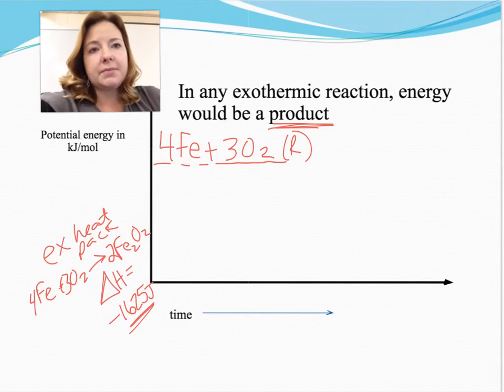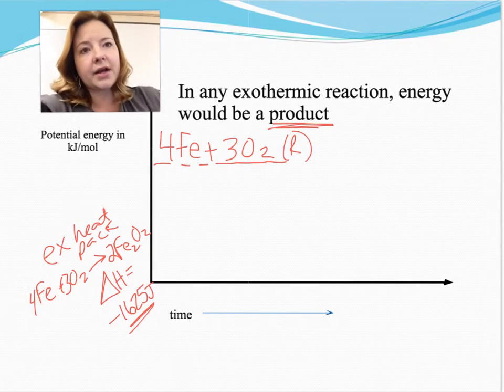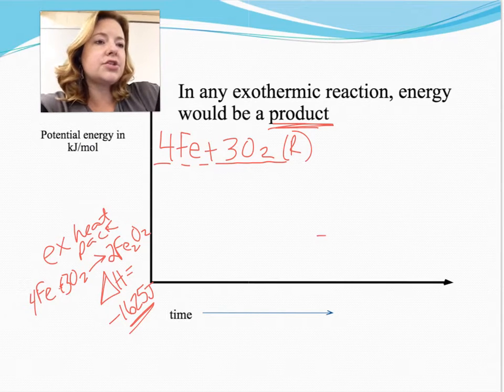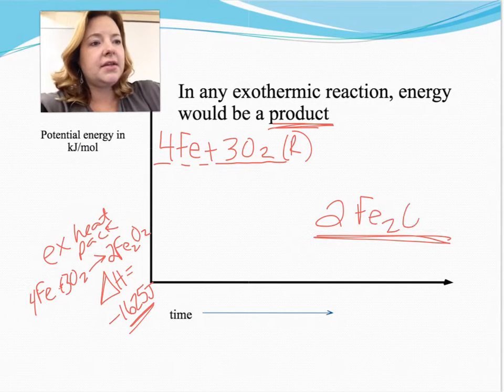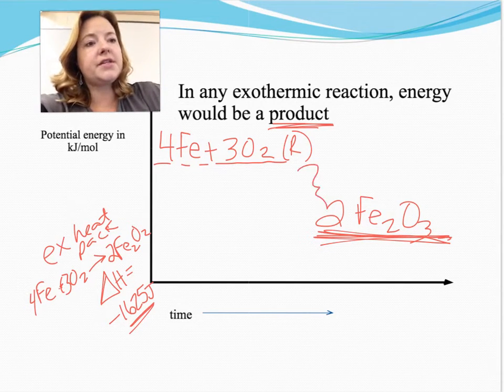Now, energy is going to be given off, so that means that the products are going to have less energy than what the reactants started with. So let's say that the products then, my iron oxide, is down here with less energy. Well, where did this energy go?